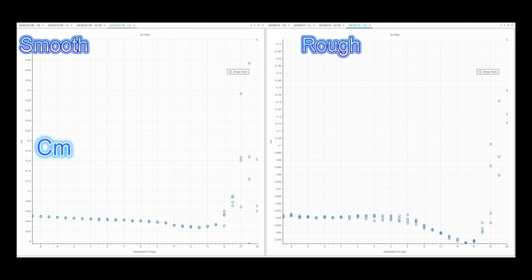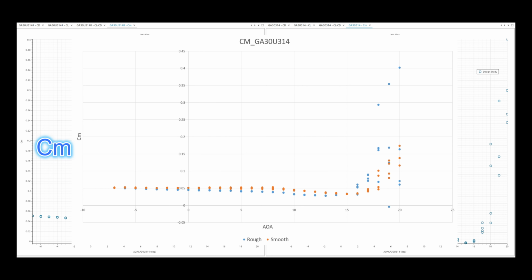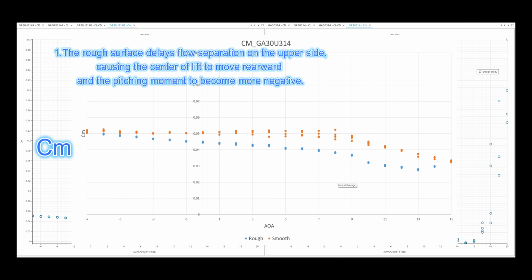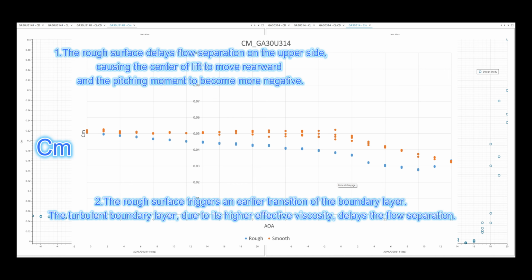An interesting phenomenon can be observed in CM. The rough surface shows a steeper negative slope, indicating better longitudinal static stability. This can be explained by 2 reasons. 1. The rough surface delays the separation on the upper surface, causing the center of lift to shift rearward, which results in a more negative pitching moment. 2. The rough surface promotes an earlier transition of the boundary layer. The turbulent boundary layer, having stronger viscosity, delays the flow separation.